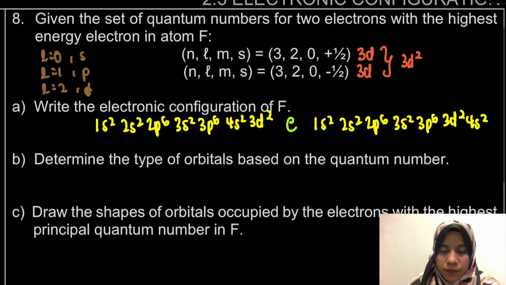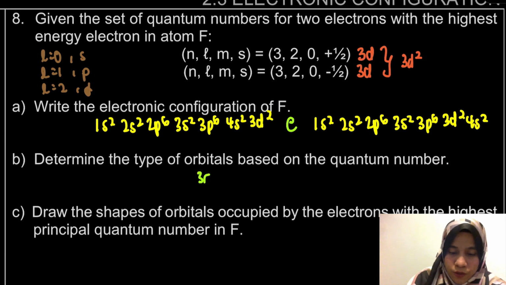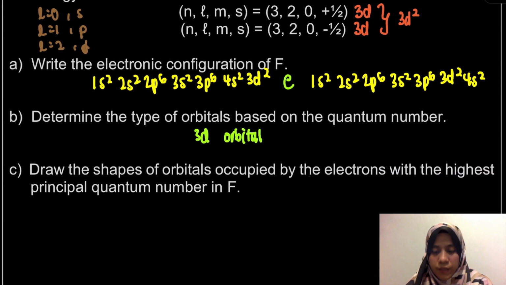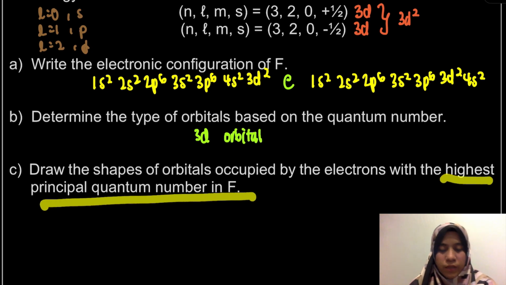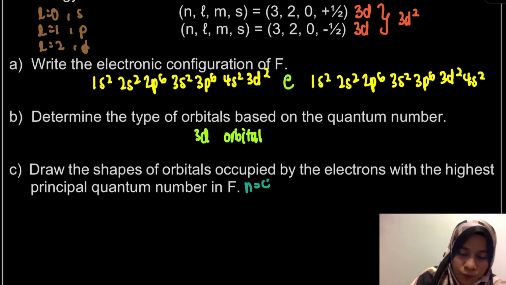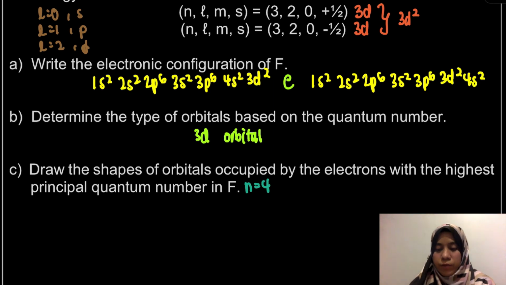Next, determine the type of orbitals based on the quantum number. Is this orbital S, P or D? We know it's D, but to be more specific, it's actually the 3D orbital because n equals 3. Next question, draw the shape of orbital occupied by the electrons with the highest principal quantum number in F. The highest principal quantum number in this case is n equals 4, not n equals 3, because there is still 4. So n equals 4.